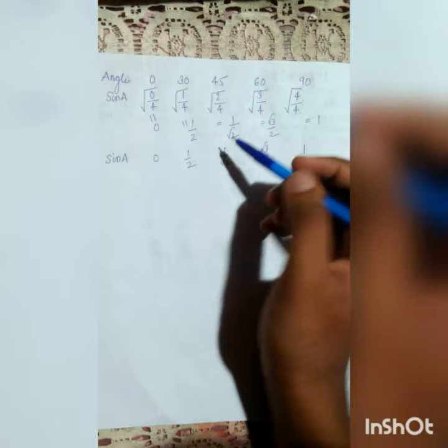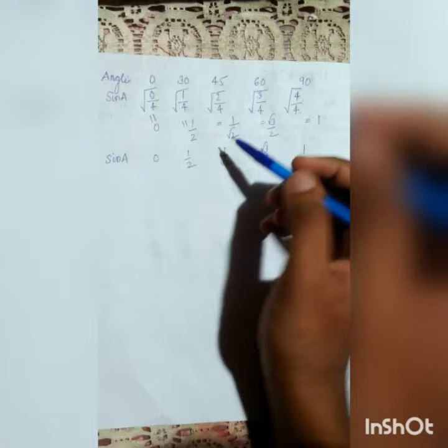For cos A we can just write this in reverse order. So we'll start with 1, then root 3 by 2, then 1 by root 2, then 1 by 2, then 0. So we just have to write this from the back for cos A.